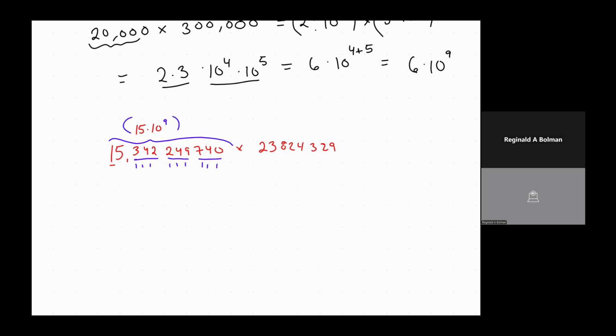And we will do the same thing. 23 is something that I can actually physically measure out. So I'm going to say 23. But 824,329, I probably don't need those numbers. So I'll say 23 times 10, and we'll count the number of digits behind the 23. In this instance, we have 6 digits, so I'll multiply 15 times 10 to the ninth with 23 times 10 to the sixth.